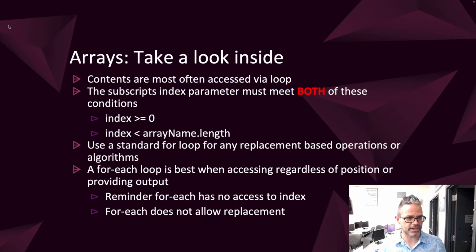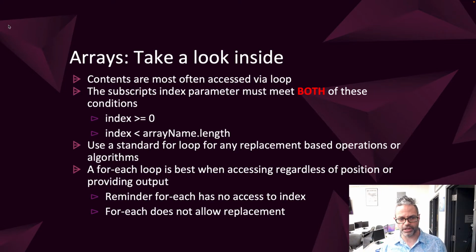When you want to take a look inside an array, we most often access the contents of the array via a loop. That's the main way I work with arrays all the time. We use that subscript index parameter to make both these conditions: index must be greater than or equal to 0, and index must be less than arrayName.length. If on the odd chance you've made an array that has a length of 0, then index greater than or equal to 0 and less than length doesn't work, so you can't access anything because there's nothing there. I know, it's crazy, but don't do it.